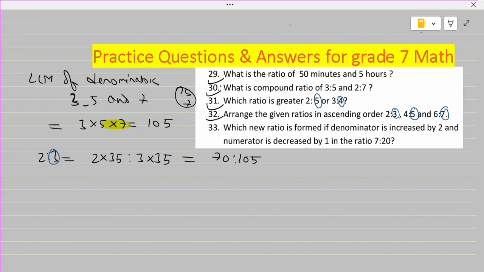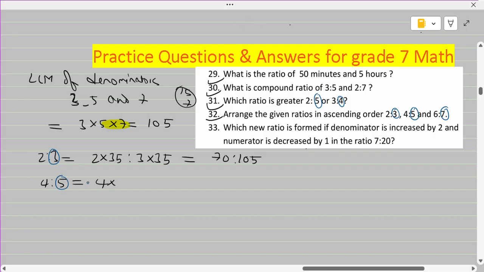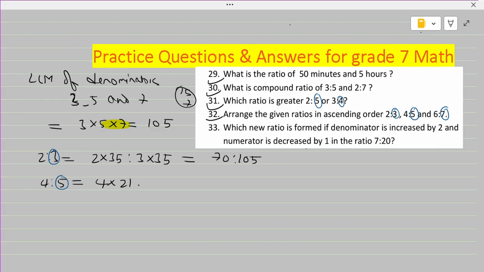Now we go for the second ratio. The second ratio we have here is 4 is to 5, and except for 5 in the 105 there are 3 and 7, so their product is 21. So by 21 we have to multiply here. We multiply 4 by 21, and 5 also we multiply by 21. So 4 into 21, 84 we get, and 5 into 21 is obviously 105. So the second ratio also we turn into the same denominator 105.